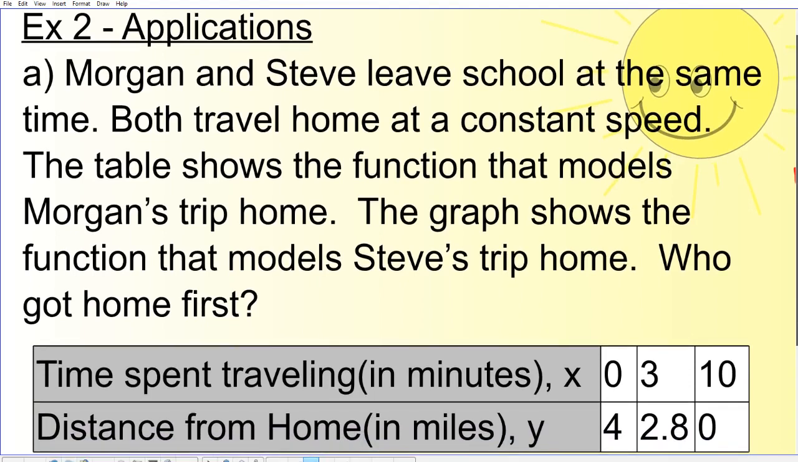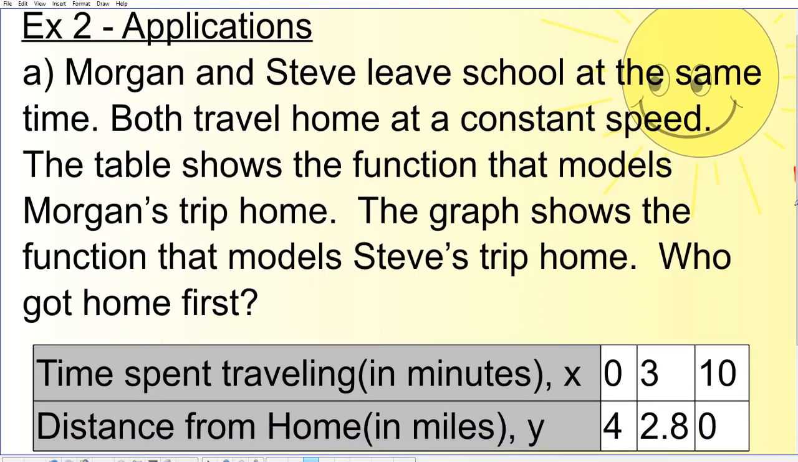Example 2. So now we're doing kind of more word problem-y. It says, Morgan and Steve leave school at the same time. Both travel home at a constant speed. This constant speed. Speed is a rate. It is how fast something is happening. That rate we also sometimes call a slope. Just throwing some words out there.